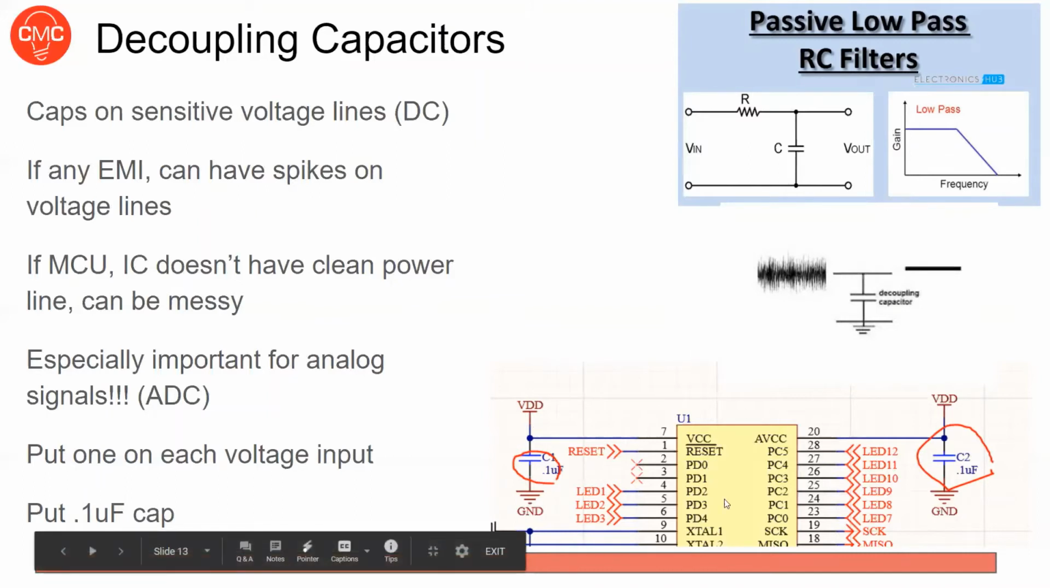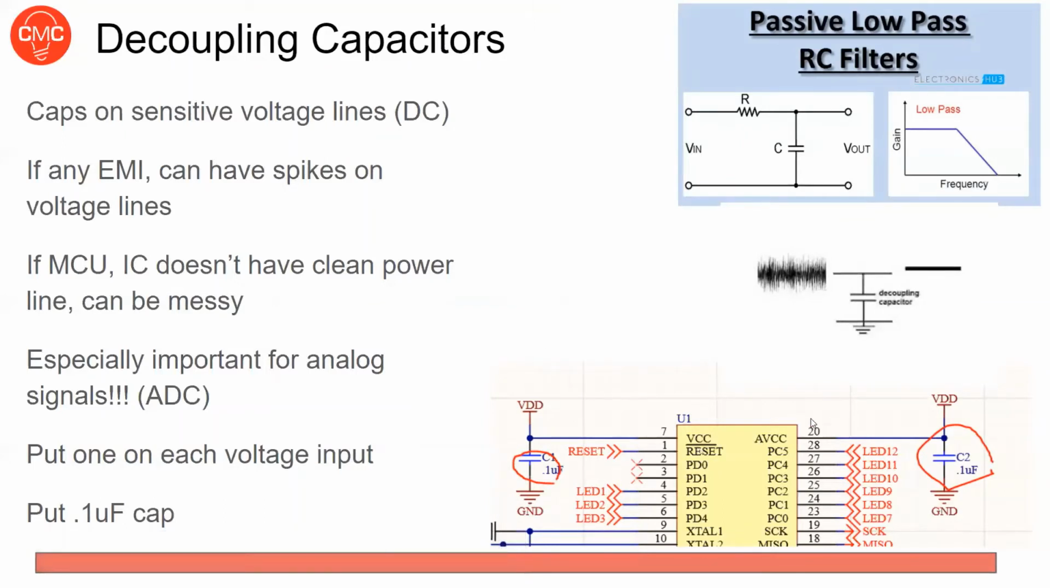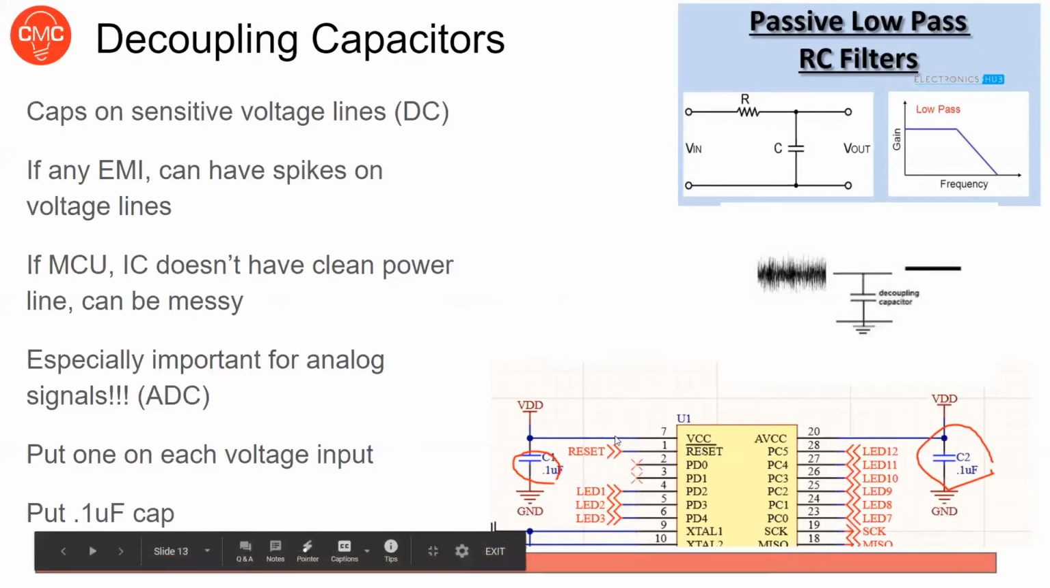If your microcontroller has a messy power line like this, then everything else is messy, because everything operates off of that voltage. All the transistors internal to this are going to be operating off of that, so it needs to be clean. Example with EMI, electromagnetic interference: if you have a spike on the voltage line, like these spikes, it will clean it out really nicely. So it's super important. Really important for analog signals. If you're using an ADC on your microcontroller, it's super important that you do this. You'll probably have multiple filters, but typically you're just going to want to throw one on each voltage input.